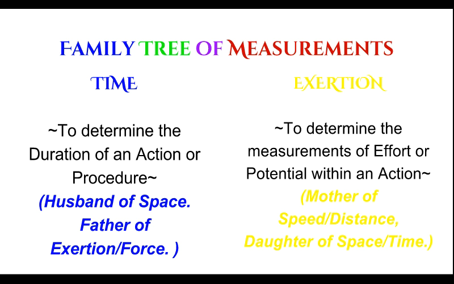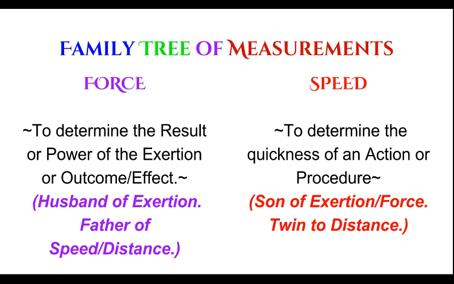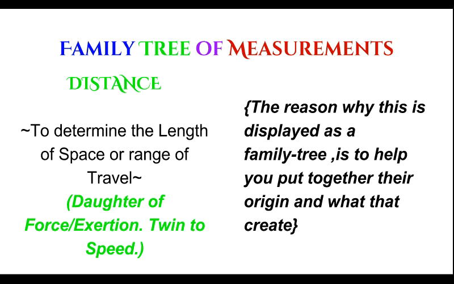The first one is time. Time is used to determine the duration of an actual procedure, how much time something took. The exertion is to determine the measurement of effort or potential within an action, or how much energy one is using to make an action. The force is to determine the resulting power of the exertion, or outcome. How much energy is being carried out as a result of that effort. Speed is to determine the quickness of an action or procedure, how fast something traveled. And the distance is to determine the length of space or range of travel, how far away you are from a person, how far away you have to go.